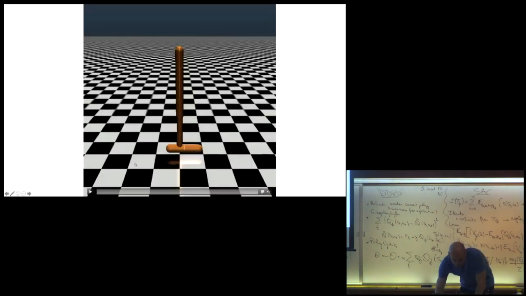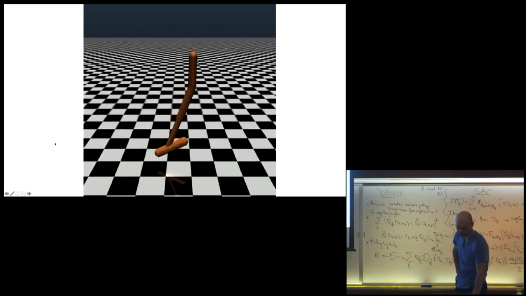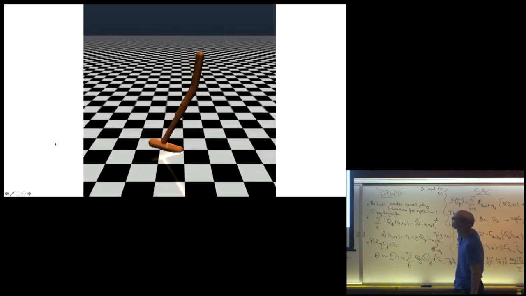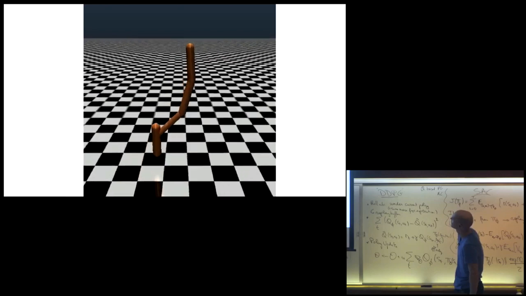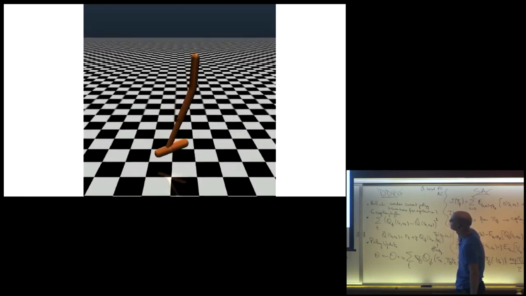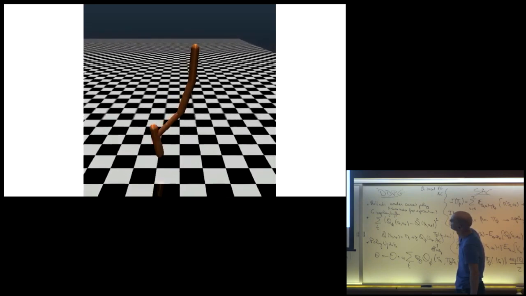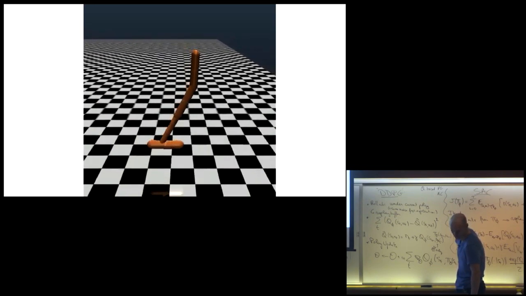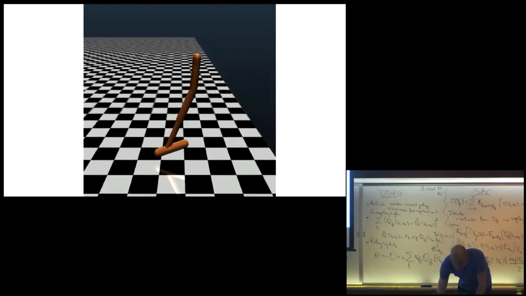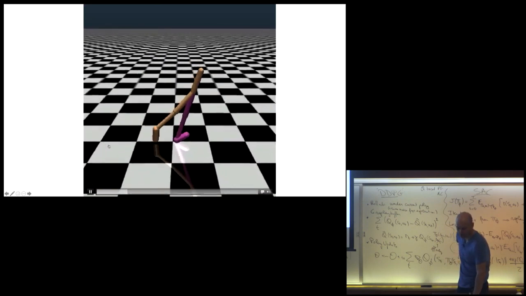Here are soft actor critic policies in action. So this is Hopper. It found a really good, robust strategy. Two-legged walker.